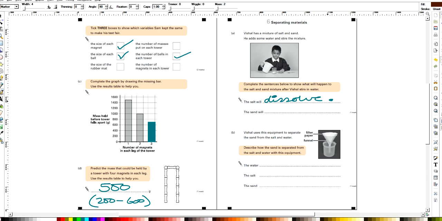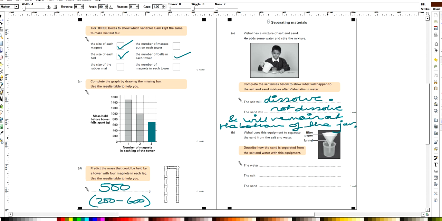Okay. What about the sand? The sand will not dissolve. It will stay. The sand will not dissolve and remain at the bottom of the jar. Done.